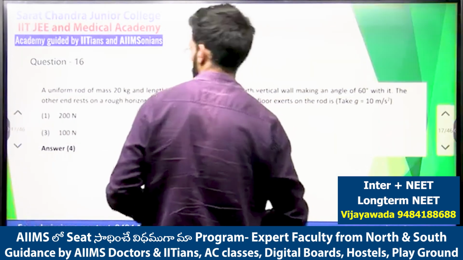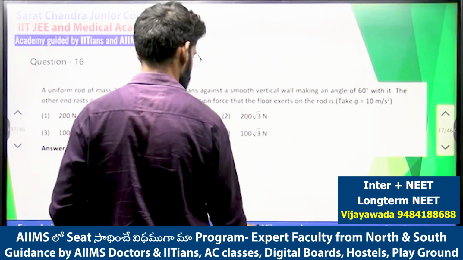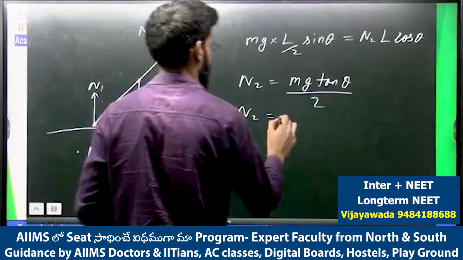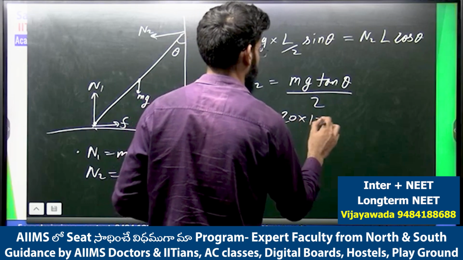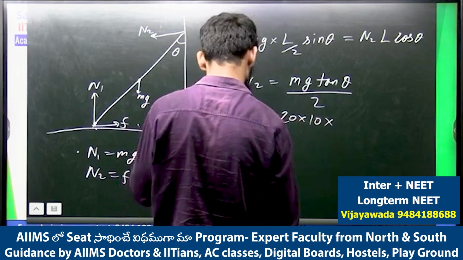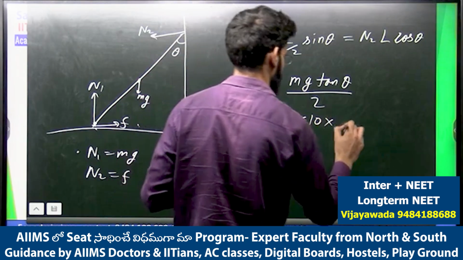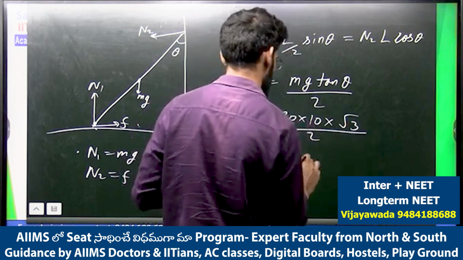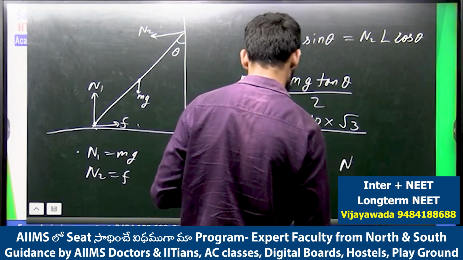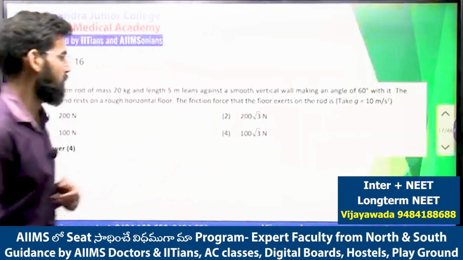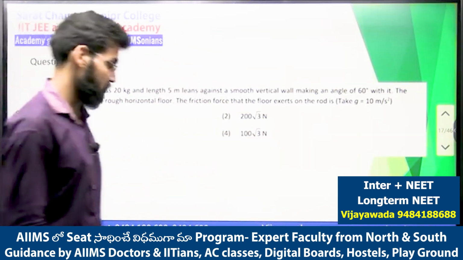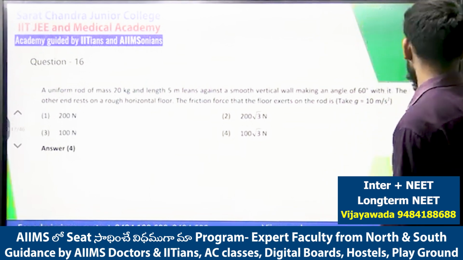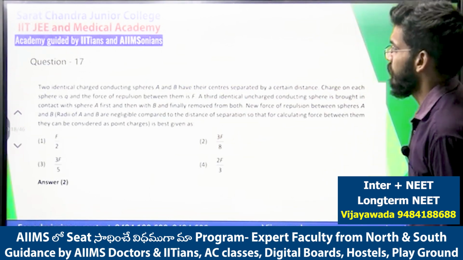M is given as 20, and g he said is 10. So 20 into 10 into tan 60, which is root 3, by 2. So this is nothing but 100 root 3 Newton. This N2 is only friction. 100 root 3, fourth option. Okay, that's it. Next, question 17.